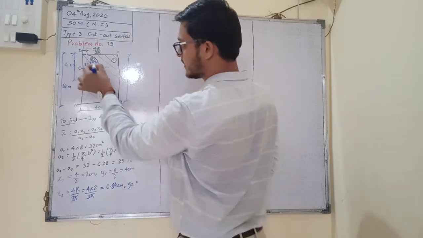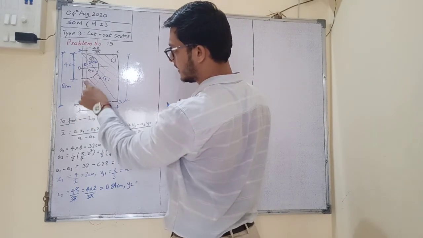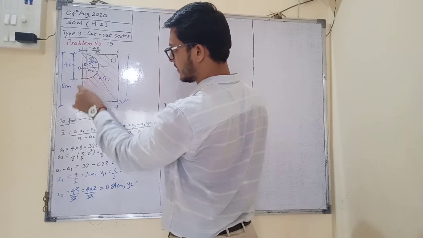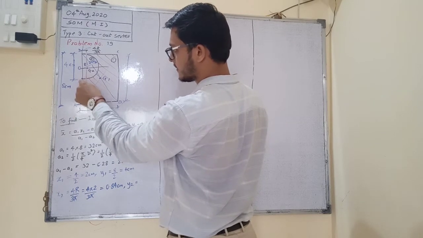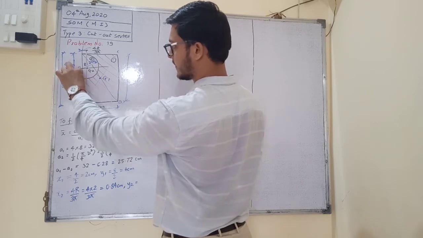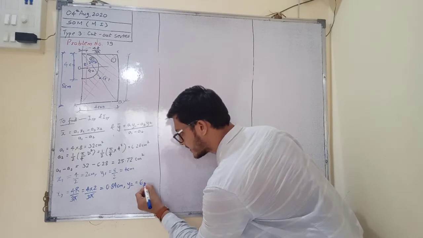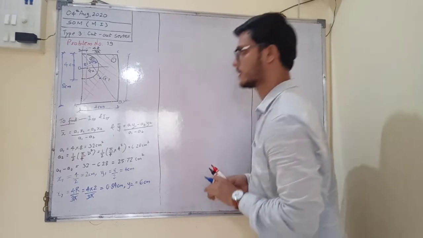Now y2 will be the distance from G2 to the bottom reference axis. So we can see carefully, this semicircle is at the center of this 8. So this much distance is 4, plus this remaining distance is the radius, which is 2. So 4 plus 2, 6. y2 will be 6 centimeters.